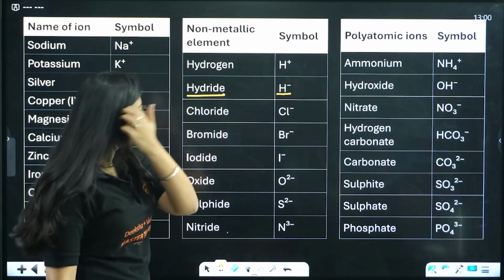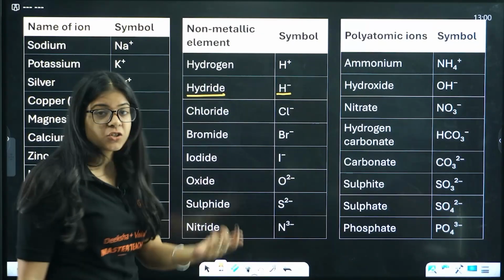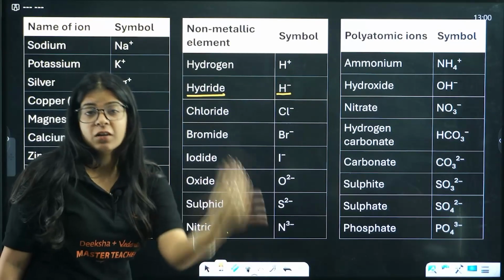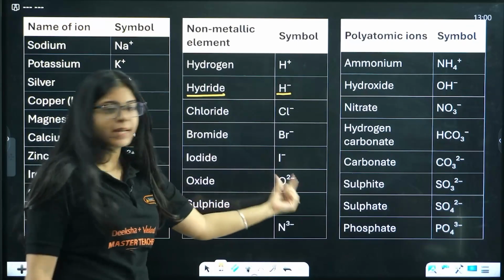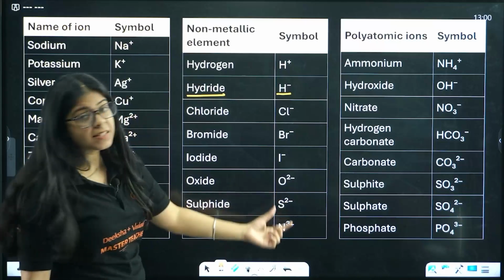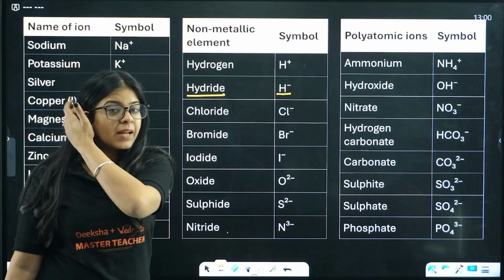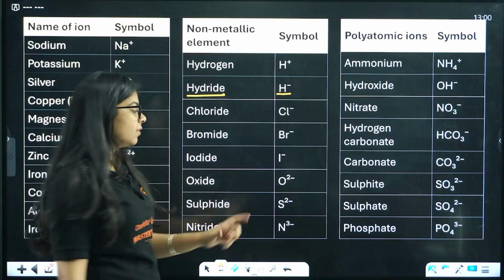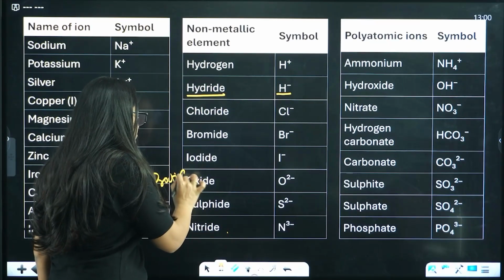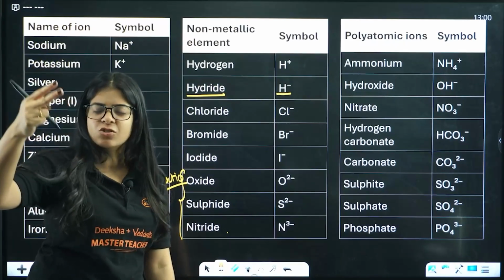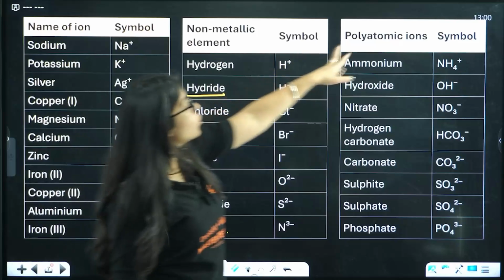So iodide, I negative. Now oxide is O2 negative because it's oxygen. The oxide is oxygen with 2 negative charge. Then sulfide is sulfur with 2 negative charge. Then nitride, N 3 negative. Again, practice my friend, practice. Oxide O2 negative, sulfide S2 negative, nitride N 3 negative. Understood? Then moving on to polyatomic ions.